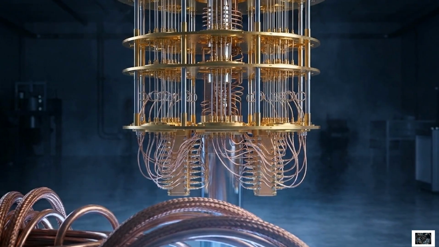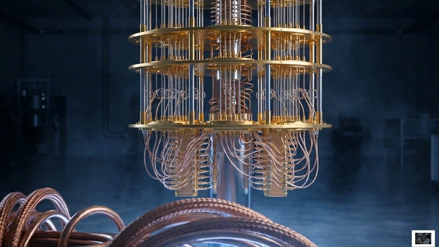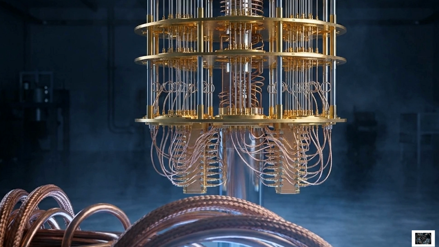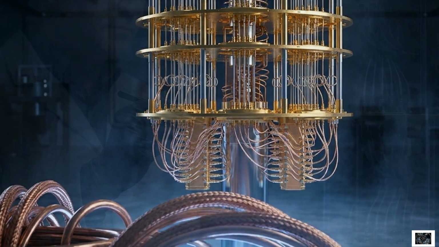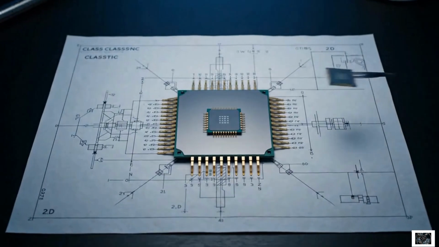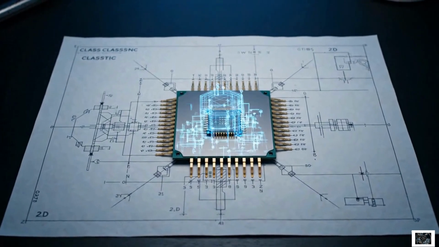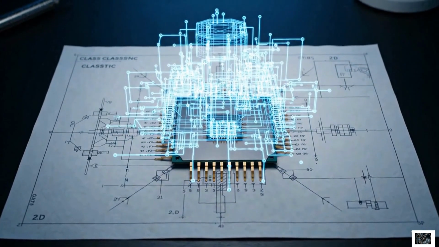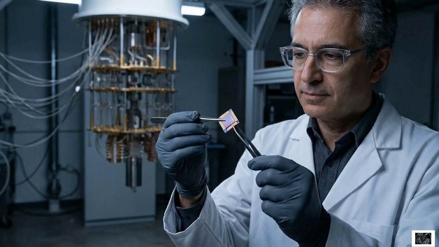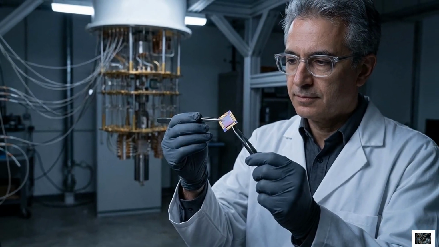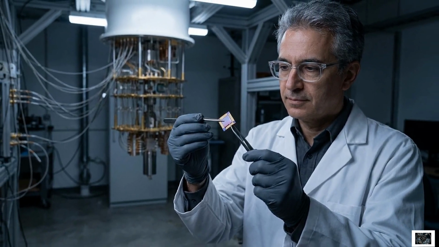That is not a speed advantage. It is a structural departure. The calculation is doing something that does not fit inside the classical model anymore. But that is not the only loss here. The deeper problem is that we do not know where the calculation is happening.